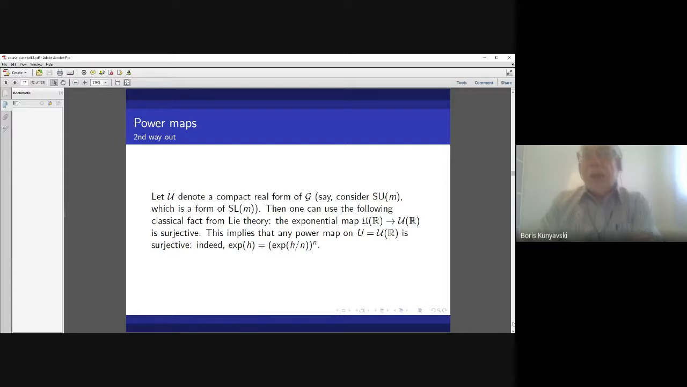And then we can prove that any power map on such a compact group is surjective. Here is the solution. Say you divide by n, and you take the exponent, and then you consider the nth power. So this is the way out. Why did I want to mention this? Because surprisingly, this method of replacing a simpler group, in a sense, a split one, with its compact form, has many advantages, and some of them will appear very soon, already today.